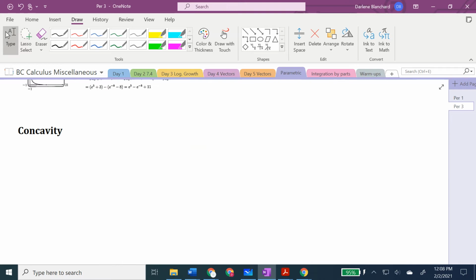And I'm going to move over to our next issue. When it comes to the formulas that you need for parametric and vectors on the BC calculus exam, this is the last formula you need. And then it's just a matter of playing with vector motion to make it have more sense. So here we go.